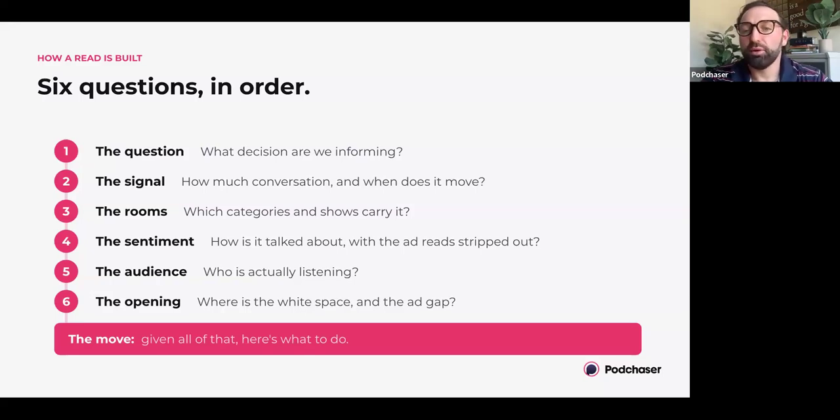And then finally, the opening. So where is the white space? Where is the gap? How can we fit our client, our brand, into this overall conversational intelligence? And then once we establish these six questions in order, the move, of course, is then to do an intelligence read.